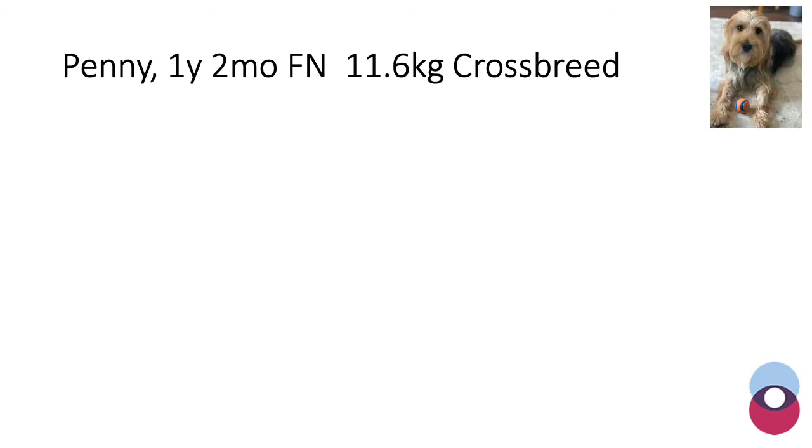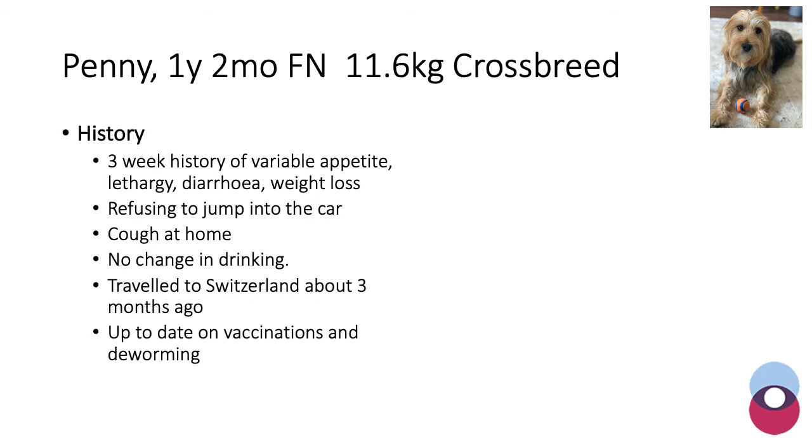Penny is a 1 year, 2-month-old female neutered crossbreed dog that presented to us with a 3-week history of variable appetite, lethargy, diarrhea and weight loss. She also refused to jump into the car, and over the last few days before presentation the owners thought they had heard a cough. There was no change in her drinking, and she had a travel history to Switzerland about 3 months before presentation. She was up to date on vaccinations and had several courses of deworming after coming back from Switzerland, and also fairly recently due to the development of diarrhea.